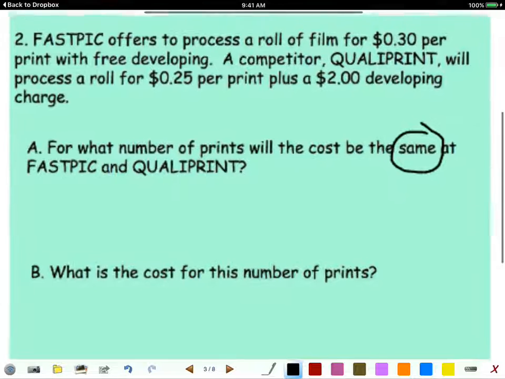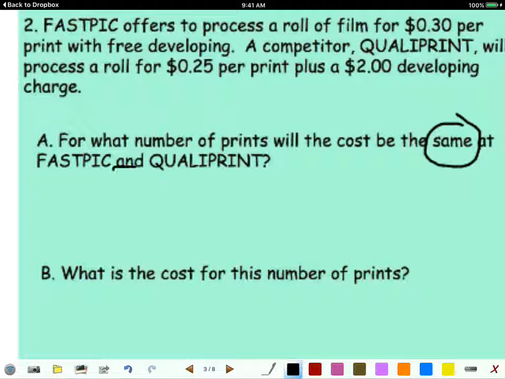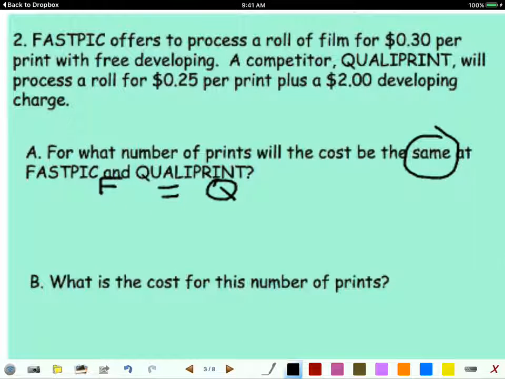Very good. So what I want you to do is write F equals Q. When is Fast Pick going to be equivalent to QualiPrint? Well, we've got to set up an expression for each one of these. So what expression could we use for the cost for Fast Pick? An expression that represents the cost at Fast Pick. It's 30 cents per print. That's all we know.